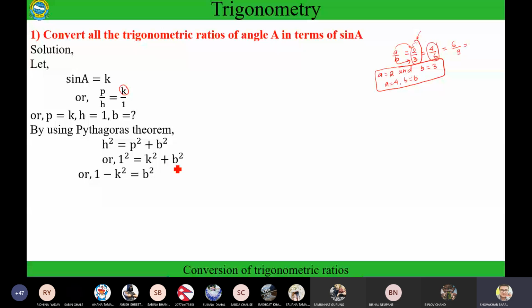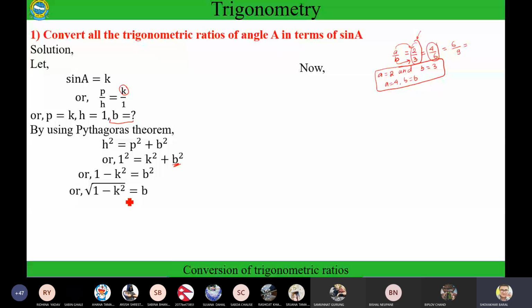I'm going to find the value of b because we don't know the value of b. So 1 minus k square is equals to b square. I'm shifting this k square on the left hand side, and I'm even removing the square because I just need b, not the b square. So b is equals to square root of 1 minus k square. If you replace square on the other side, then it will be square root on the next side. So it is b is equals to square root 1 minus k square.